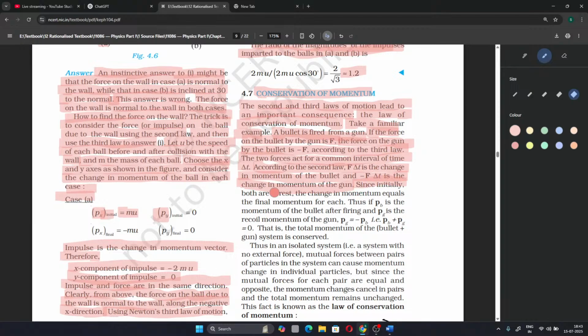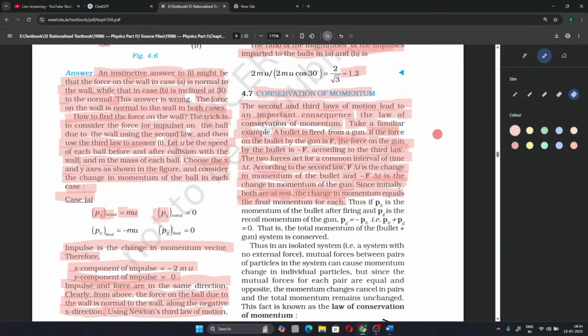Since initially both are at rest, that is, before firing, the bullet is loaded in the gun and is at rest, and the gun is also not moving, the change in momentum equals the final momentum for each.